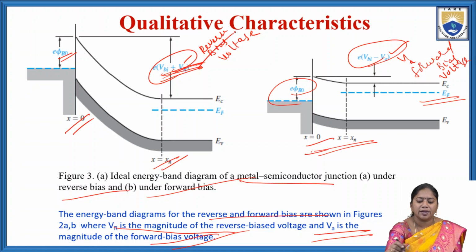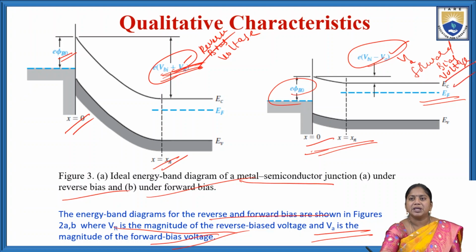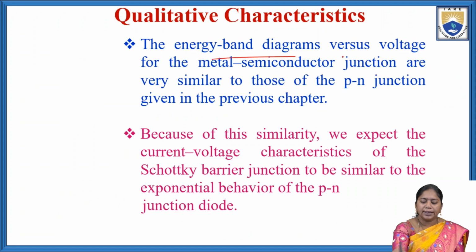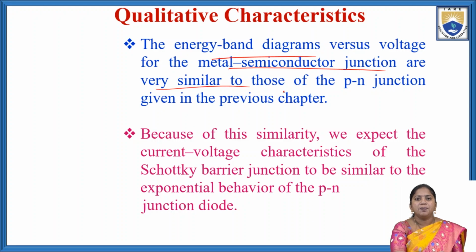VR is the reverse bias voltage. So in this case, VBI minus VA means VA is the forward bias voltage. The energy band diagram versus voltage for the metal semiconductor junctions are very similar to those of the PN junction given in the previous chapter.